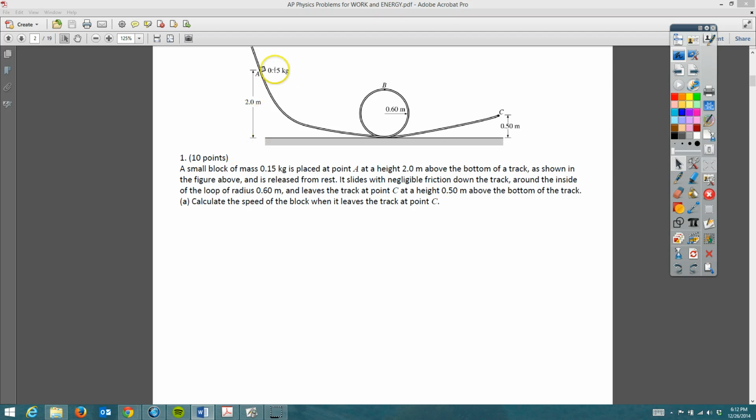We have a small block, and that small block goes down this hill, goes through the loop, and then comes off the other end of the track. So it's similar to a roller coaster, or maybe you have a Hot Wheels set and you've done this before. And what they want us to do first is figure out how fast this block is going when it flies off here at point C.